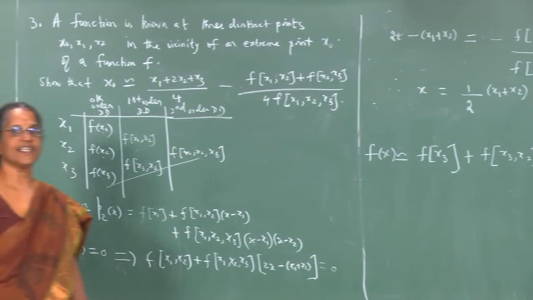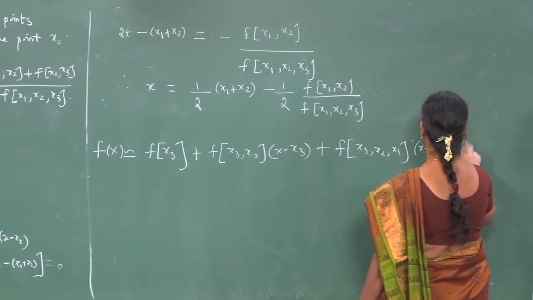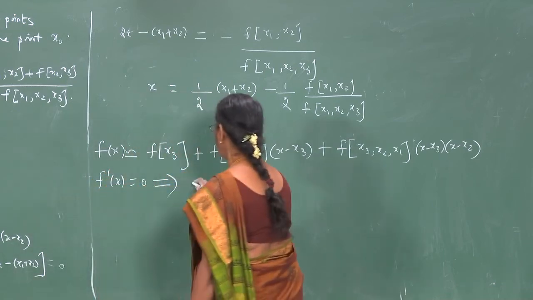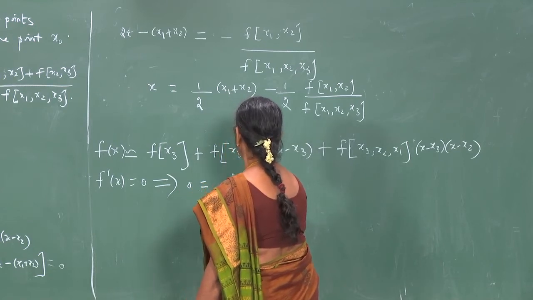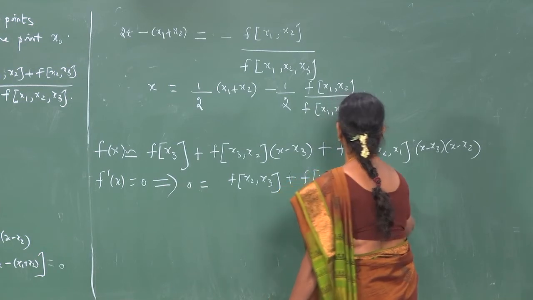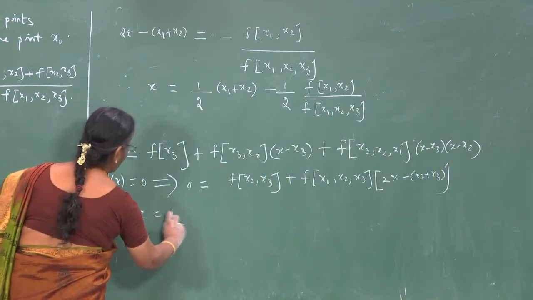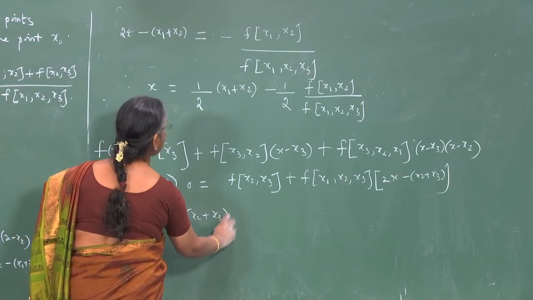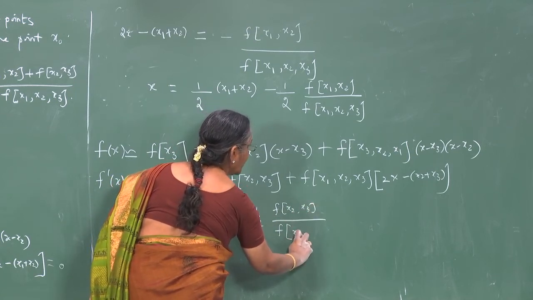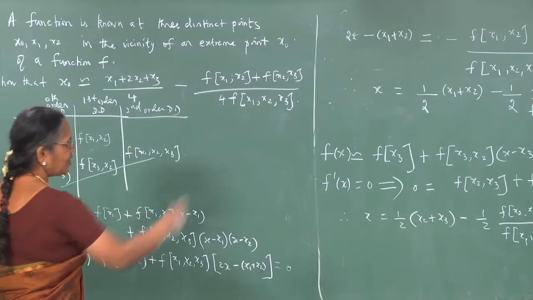We have already seen the divided differences are symmetric in their arguments. So, what will be the factors there? That will be x minus x3 into x minus x2. So, let us find out. F prime x equal to 0 gives you 0 equal to f of, I can write x3, x2 as x2, x3, then plus f of x1, x2, x3 into again 2x minus x2 plus x3, from which we can get x to be equal to half of x2 plus x3 minus half of f of x2, x3 divided by f of x1, x2, x3. So, f prime x is 0 when x is equal to this.